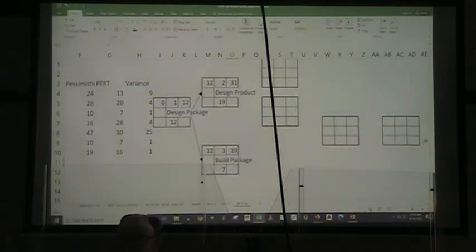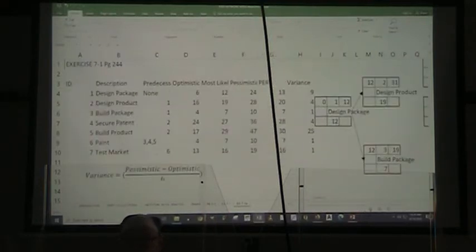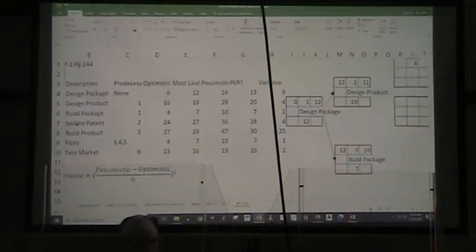All right. Our ID here is going to be equal to 4, the description is going to be secure patent, and the time is going to be the most likely time.